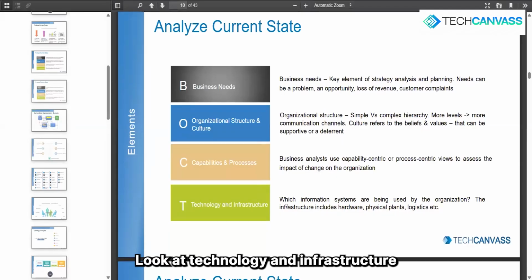Look at technology and infrastructure, physical hardware, computer hardware, whether you're on cloud and those kind of things. Do you have enough infrastructure in your organization or enterprise to get going? You need to look at that.